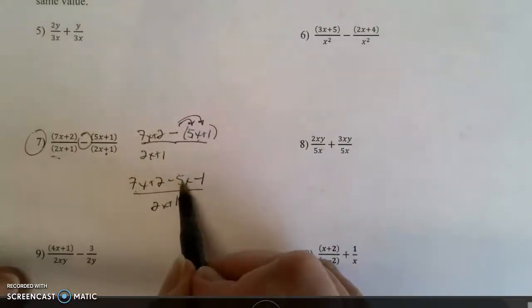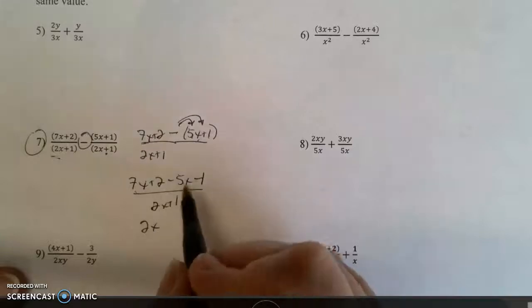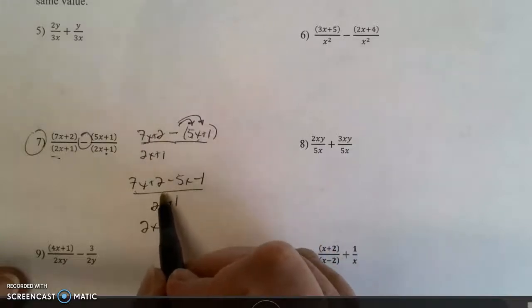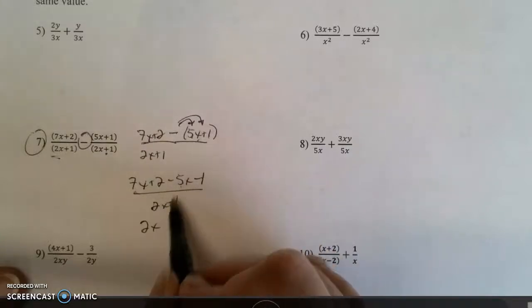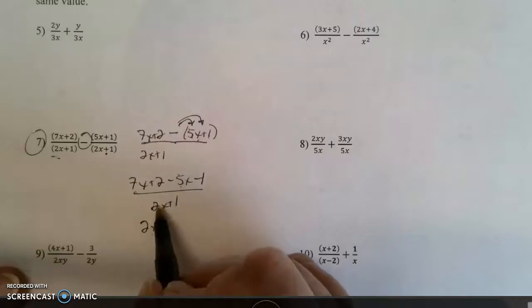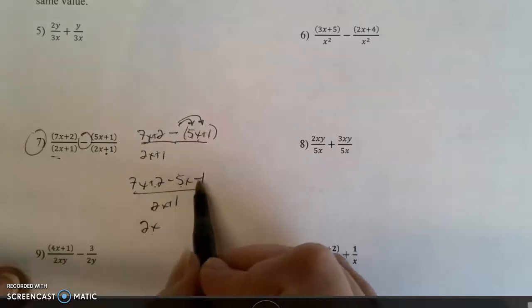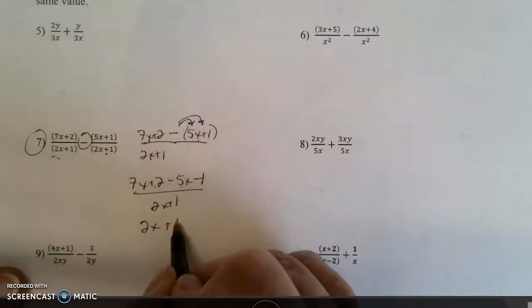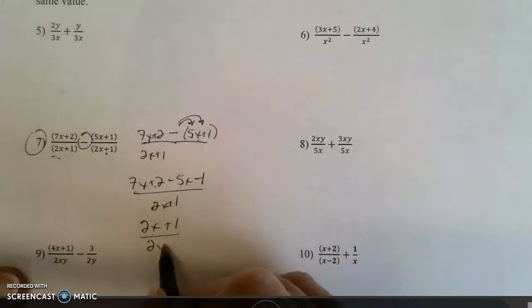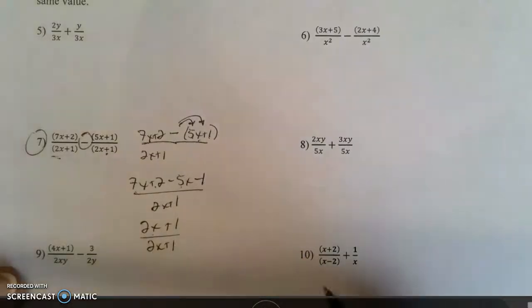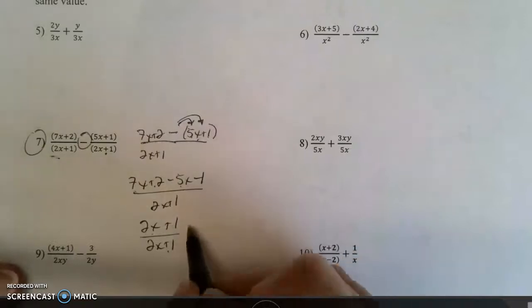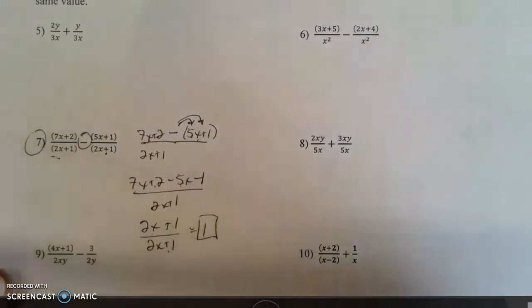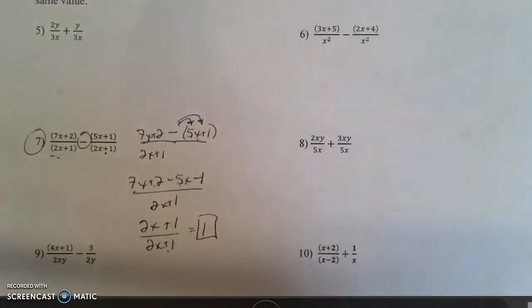Combine my like terms. 7x minus 5x gives me 2x. 2 minus 1 gives me 1. And now I notice that I have the same numerator and denominator, so that equals 1.